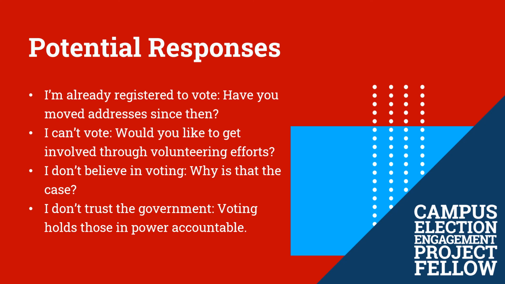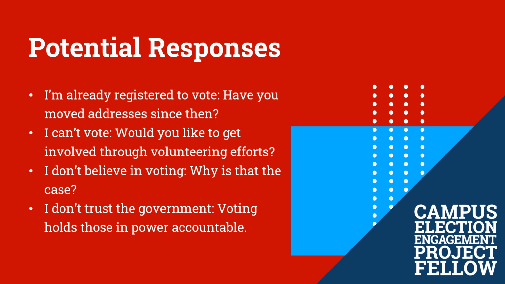If they say they can't vote, you can give them examples of ways that they can become civically engaged through volunteering. Maybe a student simply isn't interested in voting or doesn't believe in it. You can ask why and try to engage with their answer through calm, civil dialogue. If they say they don't trust the government, you can point out that voting is one way of holding government officials accountable.